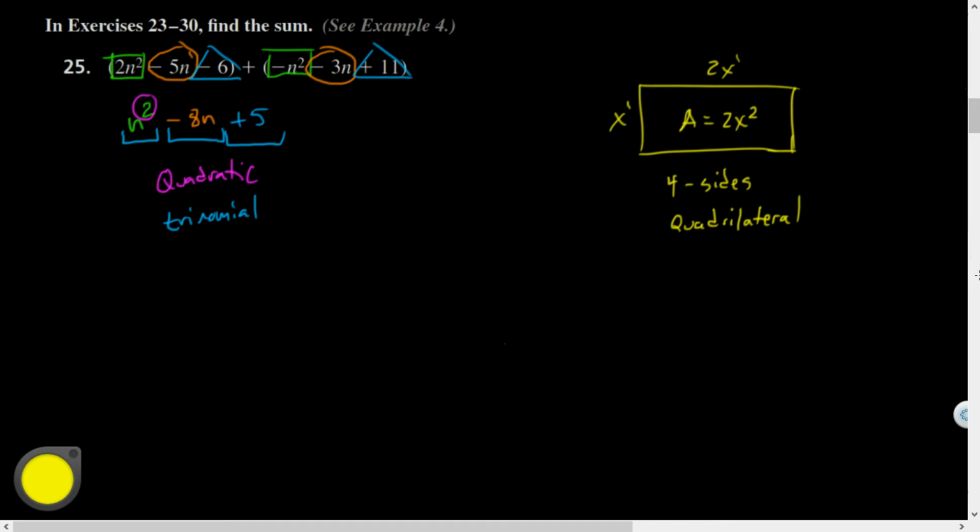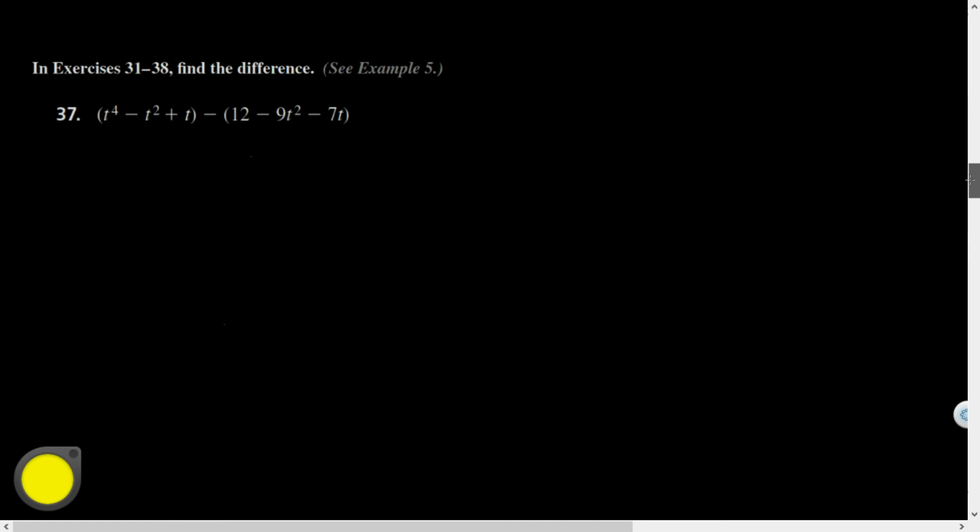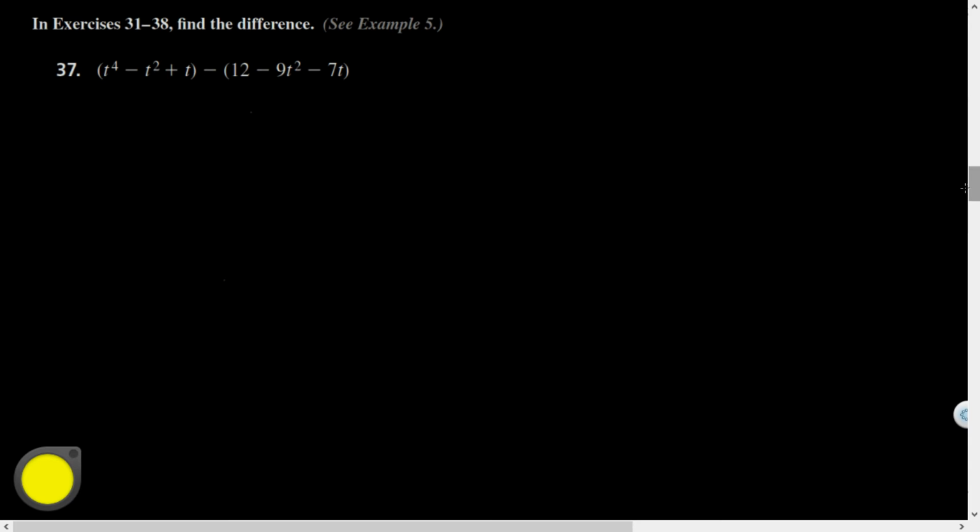All right, so I don't know. Let's do a subtraction problem. Where is my scroll bar here? There it is. Ah, see how it's stealthy? Like I have to find it every time. All right, find the difference.